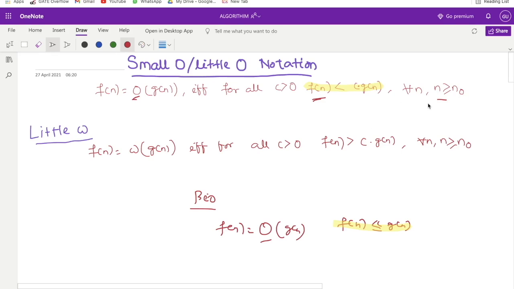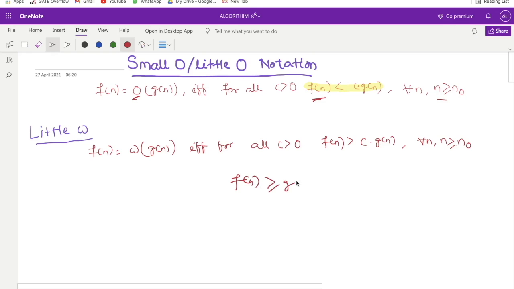Other things are the same. If you haven't seen my big O notation videos, you can go and watch the previous videos. Same goes for little omega. In big omega, what we read is that f(n) must be greater than or equal to c times g(n). But in little omega, f(n) will be strictly greater than c times g(n). This is the difference between big omega and little omega. Nothing much to read about them. Everything is the same as big O and big omega, but the difference is that here c times g(n) is strictly greater than f(n), and there f(n) must be strictly greater than c times g(n). This is the difference you need to know.